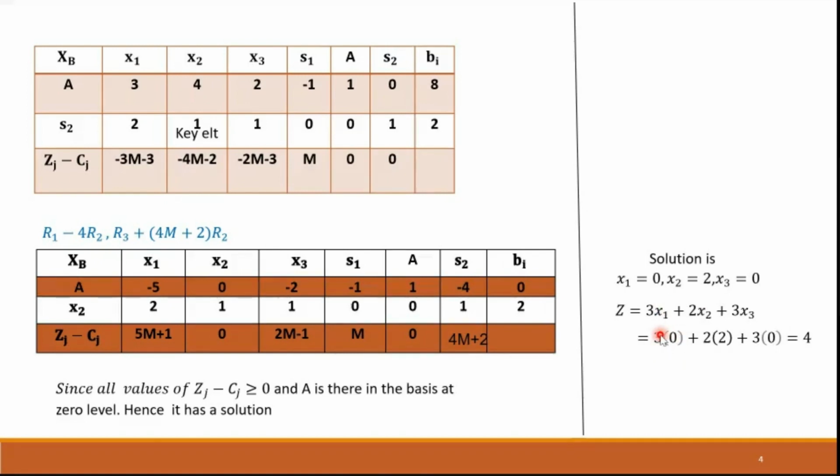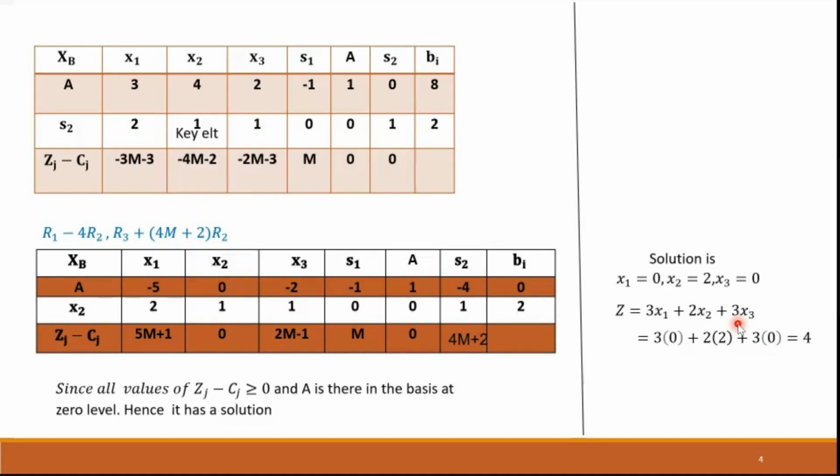Because if a is 0, then whatever was the objective function, maximize z, if the a part is 0, we will get only this part, because we had written 0s1 plus 0s2 minus Ma. If the value of a is 0, we will have this only as the objective function. That is not going to affect our objective function. So we have the solution x1 0, x2 0, and x3 equal to 0. Okay, z is equal to 4.